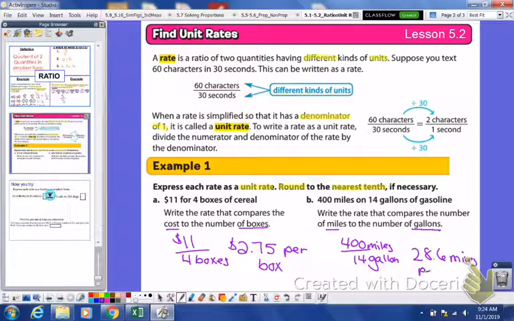miles per gallon. Now notice with our rates, we always have some kind of label, whether we're talking about just a regular rate up here, we're labeling characters per second, or unit rates down here where we're just writing that first rate per second rate. Always, always must be labeled. And then just remember that unit rates have to have a denominator of 1.